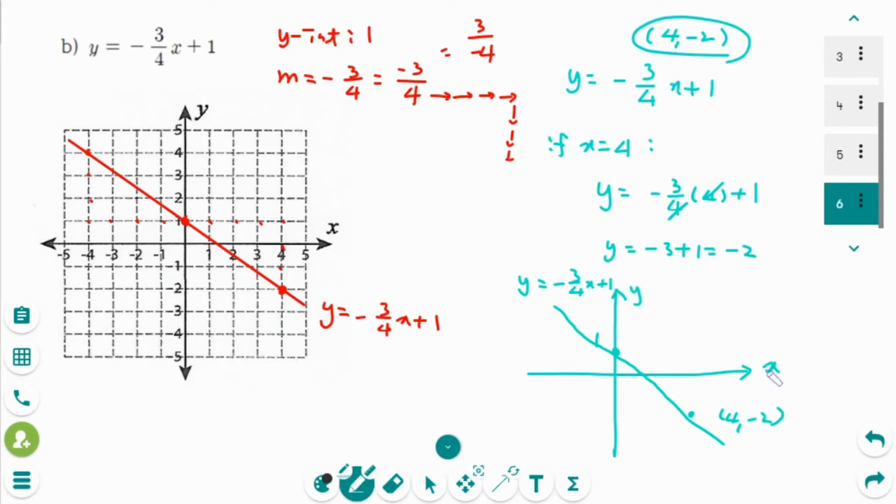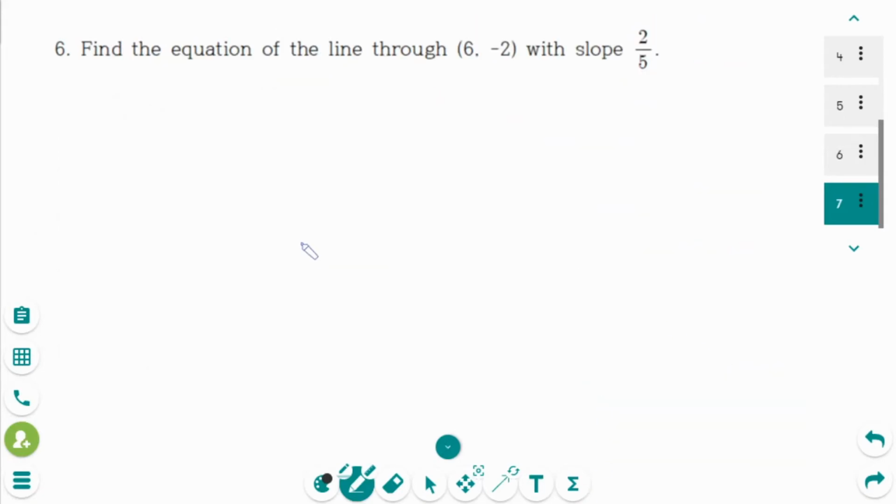This is the next question. Let the equation be y equals mx plus b. The slope is 2 over 5. So the equation is y equals 2 over 5x plus b. The line passes through the point 6, minus 2. This means 6, minus 2 lies on the line.